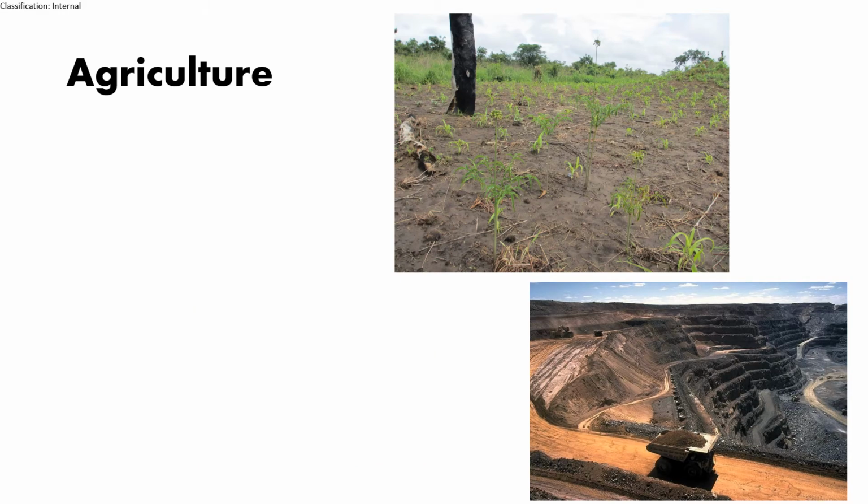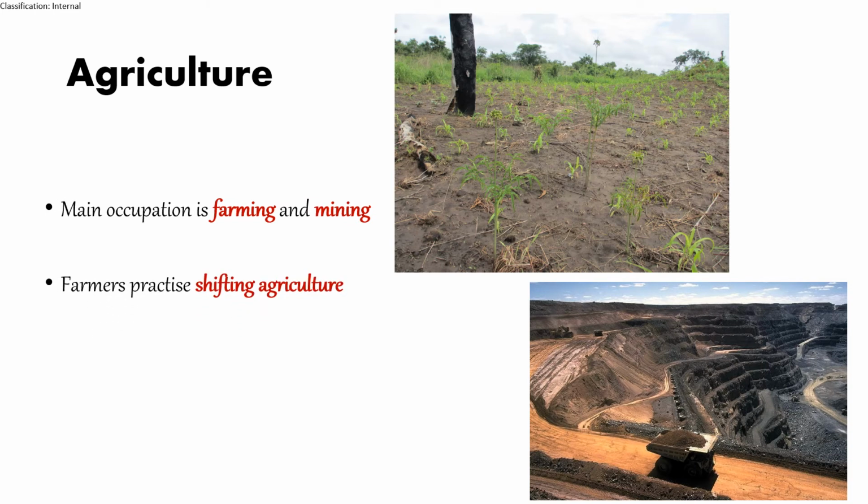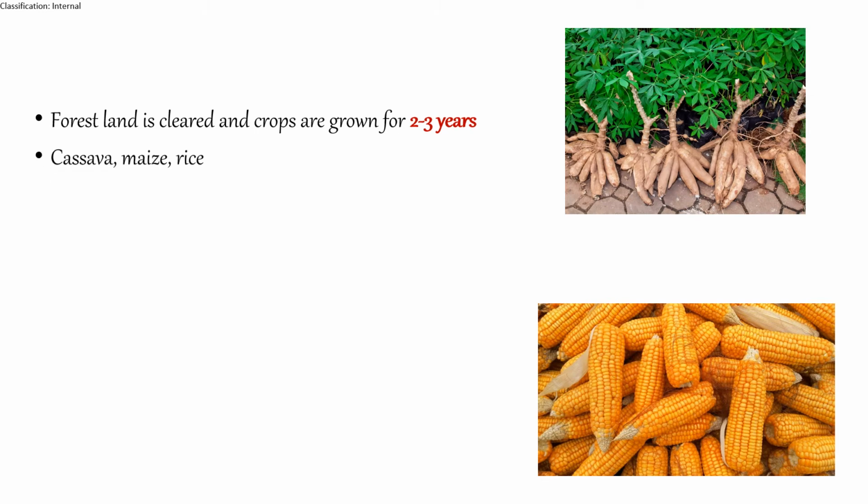Agriculture. The main occupation of the people is farming and mining. Farmers practice shifting agriculture. Now, what is shifting agriculture? In this system, forest land is cleared and crops are grown for 2 to 3 years. The crops grown are cassava, maize, and rice.